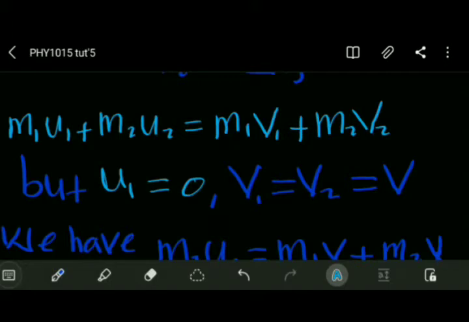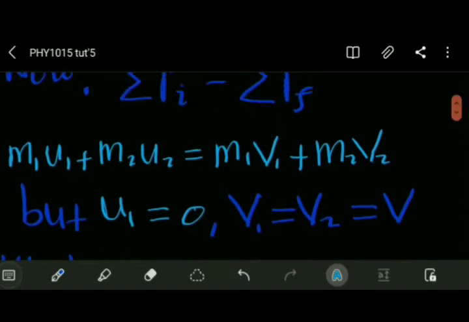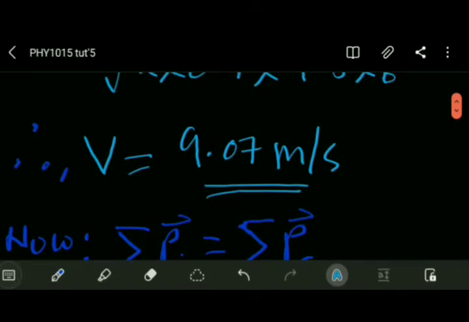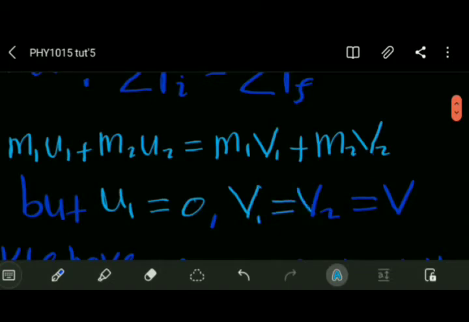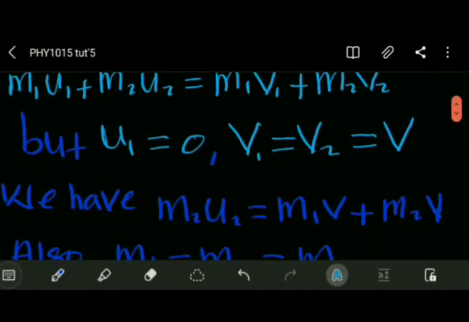Also, v1, the final speed of the first vehicle, and v2, the final speed of the second vehicle, are equal. They are v, the v that we just found here, the 9.07. Therefore, v1 is equal to v2, which is v. After substituting u1 equals 0, we get m2 u2 equals m1 v plus m2 v. So instead of v1, v2, we are just putting v because v1 and v2 are equal.